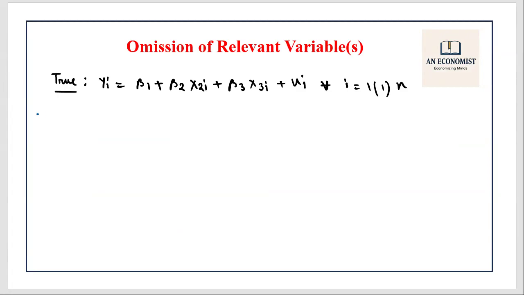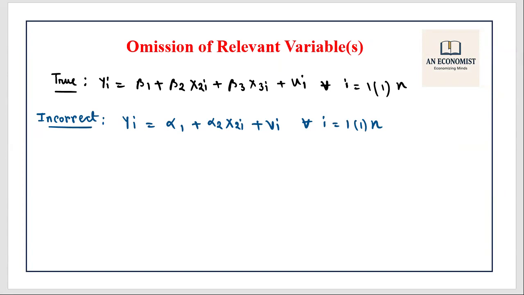But what is the model we actually use? What is the incorrect model that we work with? Suppose yi equals alpha 1 plus alpha 2 x2i plus vi, for all i equals 1 to n. Now, can you observe the omission of relevant variable here? Suppose x3 is a relevant variable in our true model, but due to some mistake, it might be our carelessness or lack of data, we have completely excluded the variable x3 while undertaking our research work. That is why an incorrect model appears, which looks like the second model.